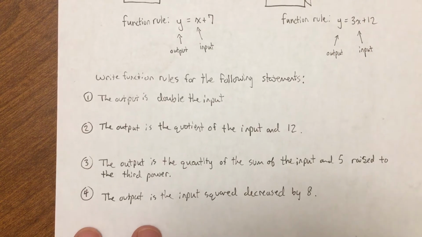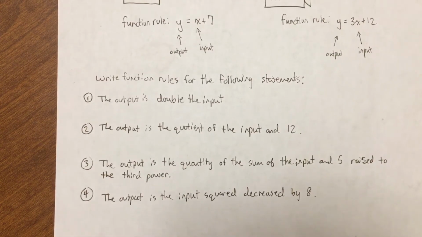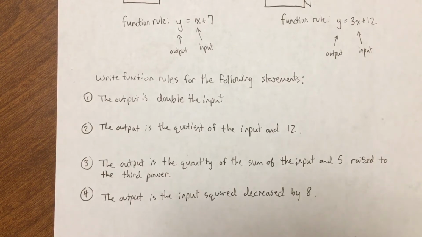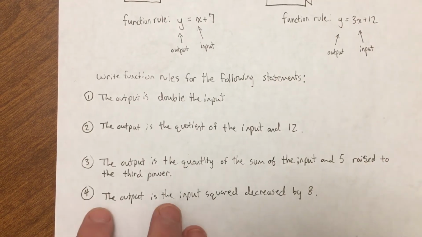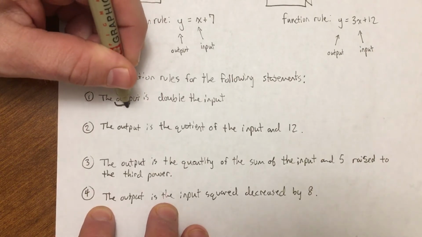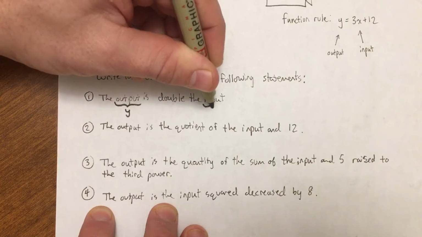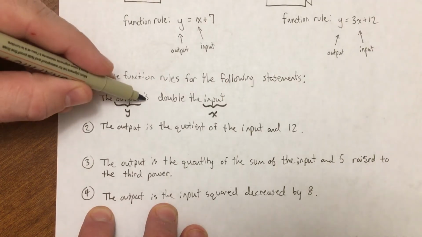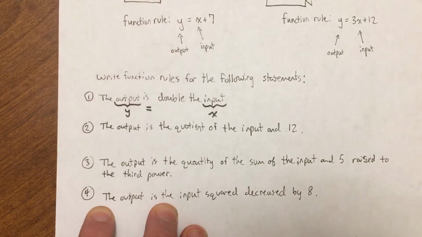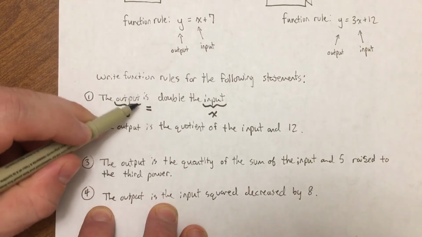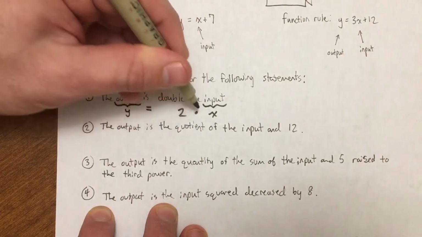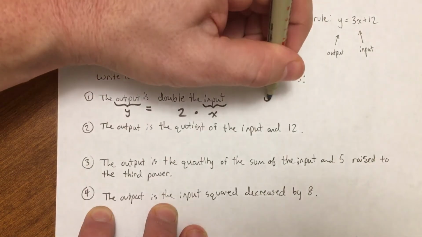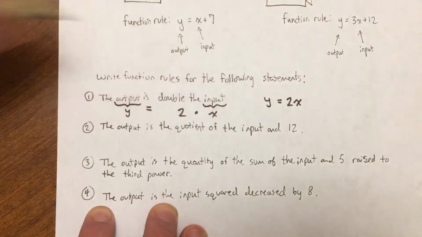So we've got these 4 questions, and for these examples, it says write function rules for the following statements. So the first one we have, number 1, the output is double the input. Well, so let's identify some things. Remember, output is y, input is x. Anytime you see the word is in math, it's always referring to equals. So y equals double the input. Oh, 2 times x. So your function rule is y equals 2x.